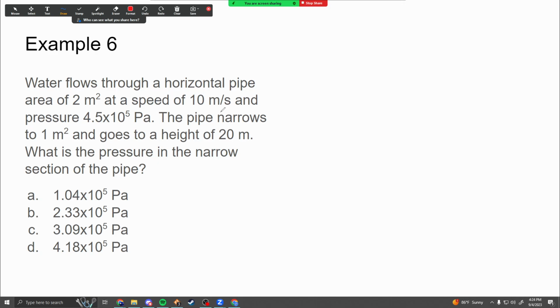Okay. So I'm going to write down some things that I know. A1 is equal to 2 meters squared. V1 is equal to 10 meters per second. And P1 is equal to 4.5 times 10 to the 5 pascals. The only reason I'm writing these this time is because I was given a lot of numbers, and I don't like a lot of numbers, so I like writing them down to figure out what I have. I encourage you to do this as well if you're having a hard time keeping track of everything.